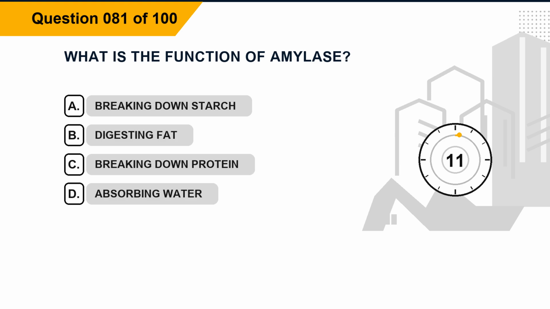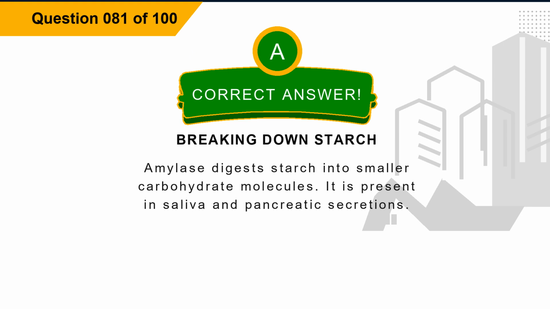Question 81. What is the function of amylase? Option A, breaking down starch. Option B, digesting fat. Option C, breaking down protein. Option D, absorbing water. The correct answer is option A, breaking down starch. Explanation. Amylase digests starch into smaller carbohydrate molecules. It is present in saliva and pancreatic secretions.